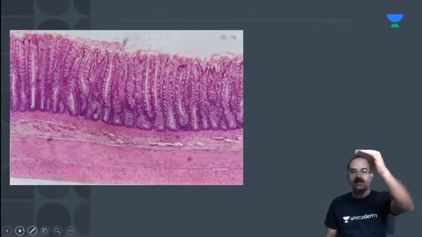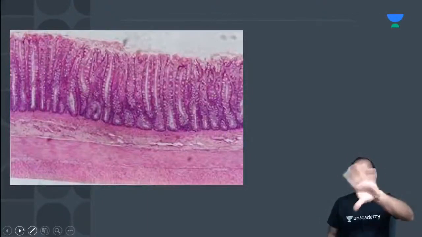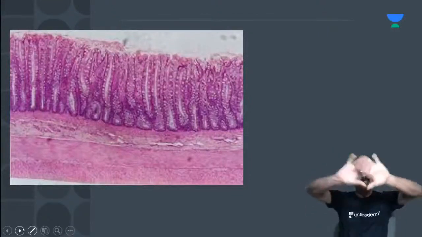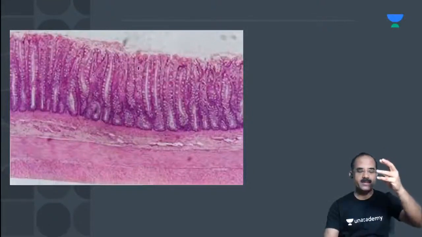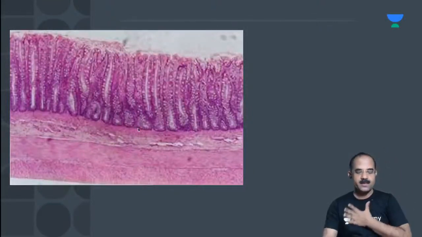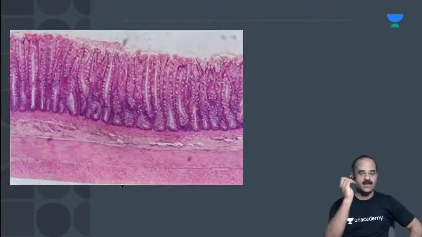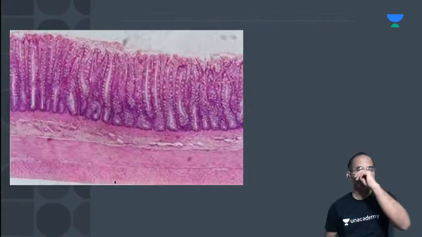So first of all, this is a slide of GIT, right? I put one histology slide every day for you so that you get a complete idea. This is a slide of GIT because it is showing four layers. One is the mucosa, second is the submucosa, third is the muscularis externa, and the fourth one is the serosa, okay?